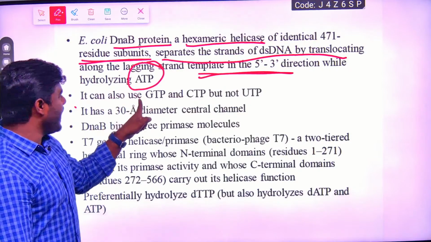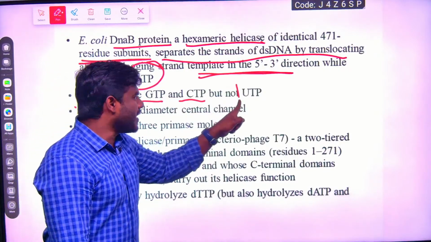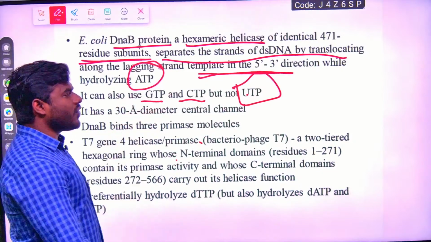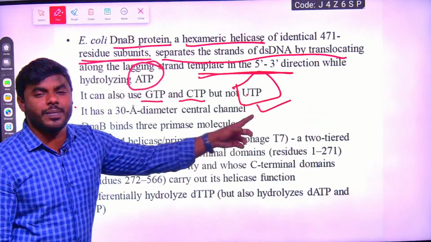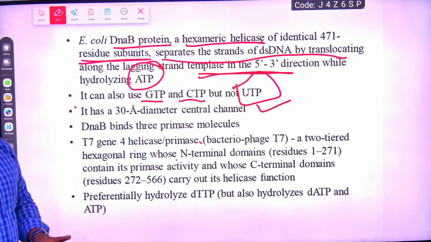Sometimes apart from the ATP, it can also use GTP, it can also use CTP, but it never ever uses UTP. That is also a question. Which of the following energy precursors cannot be used? Cannot be used by this particular helicase.